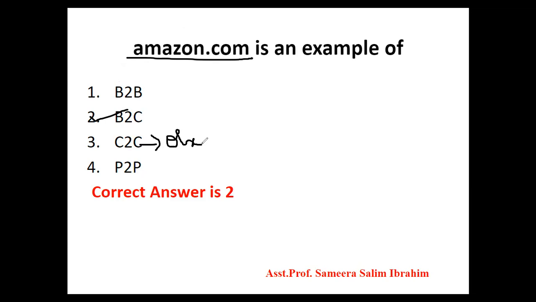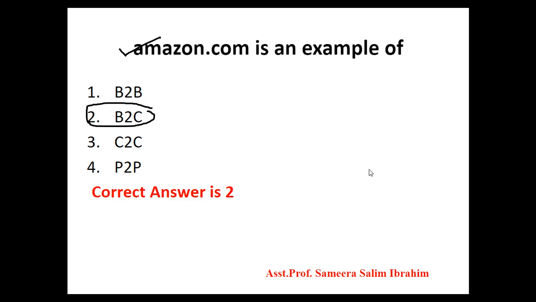Okay, so one side is also a consumer who has bought a product, used that product, and is no more using it, but wants to sell it to someone, so he's selling to another consumer. So OLX is an example of C2C, and Amazon.com is an example of B2C. So for this question, the correct answer is 2, B2C.